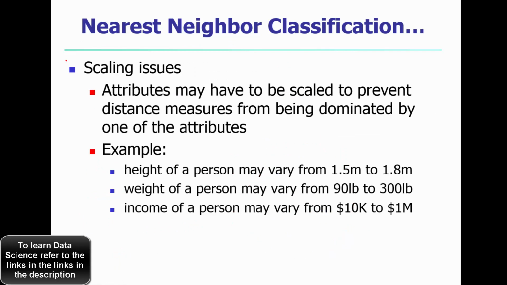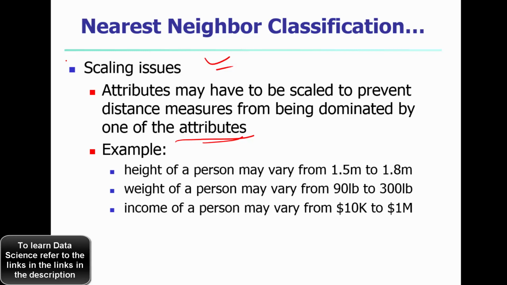The one issue that you would be facing while building a KNN algorithm is a scaling issue, because you would be using different attributes, and attributes would be in different scales. So attributes may have to be scaled to prevent distance measures from being dominated by one of the attributes. If you take the nominal numbers without taking into consideration the different scales, you'll be in trouble.